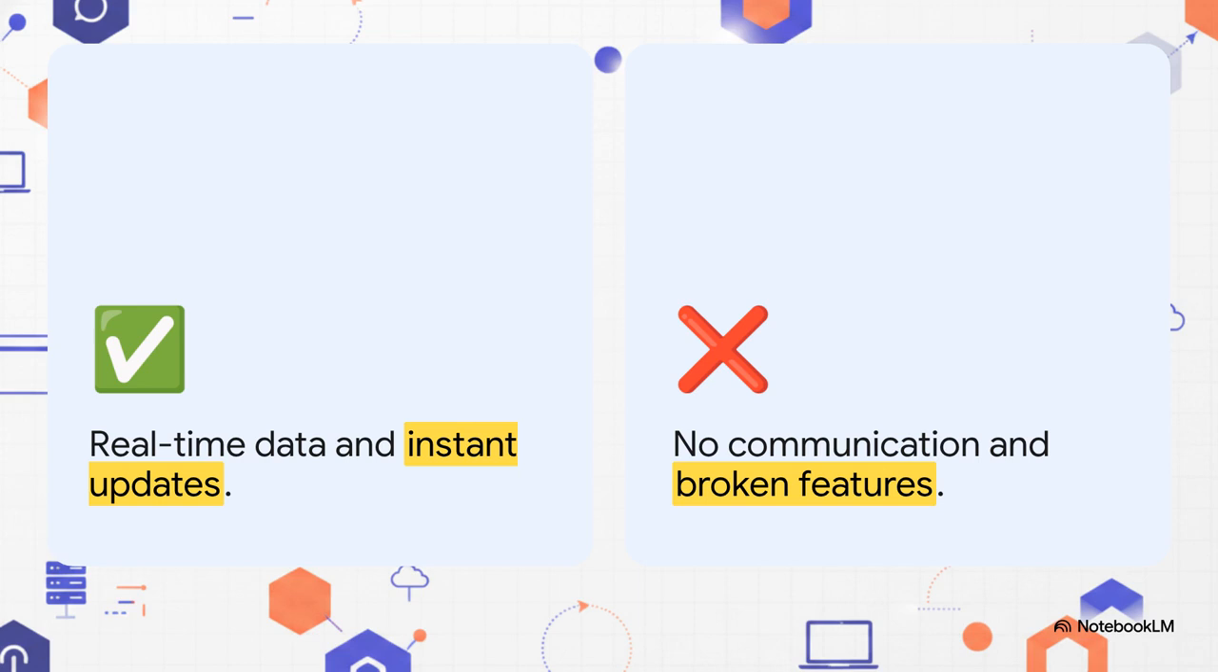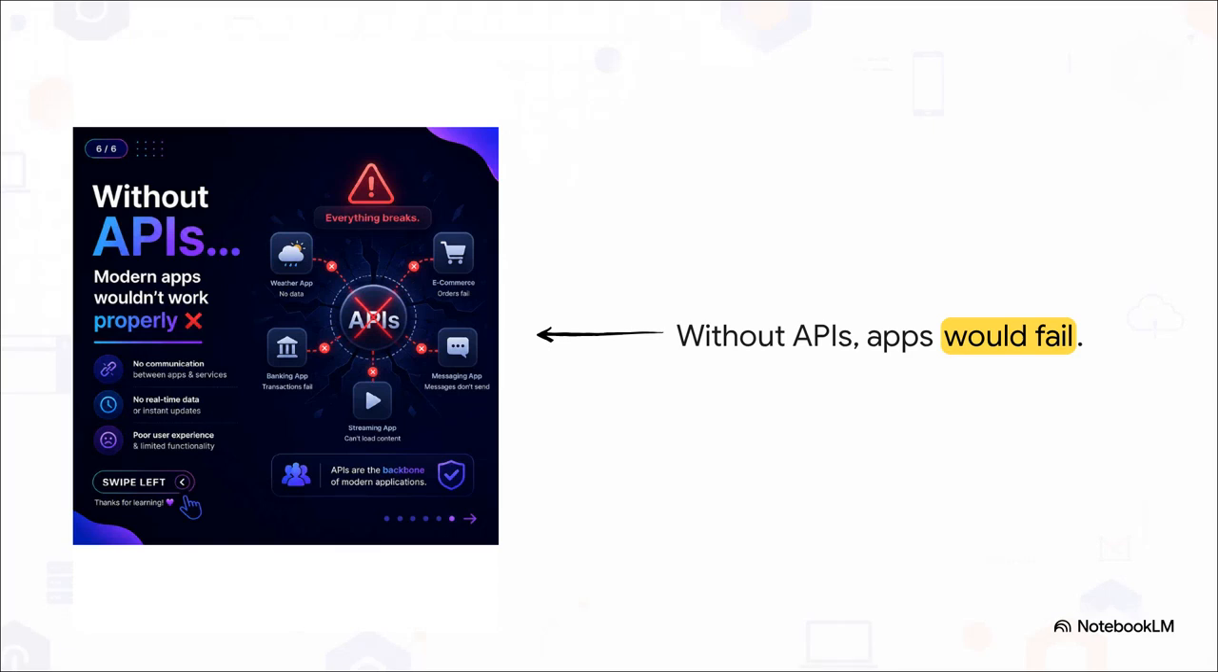But without APIs, oh man, it's a completely different story. There's zero communication between apps and services. Features break instantly. Functionality becomes incredibly limited. Without them, your smart device essentially becomes deaf, dumb, and totally blind to the outside world. Just picture the cascading red error symbols across every single service you use.